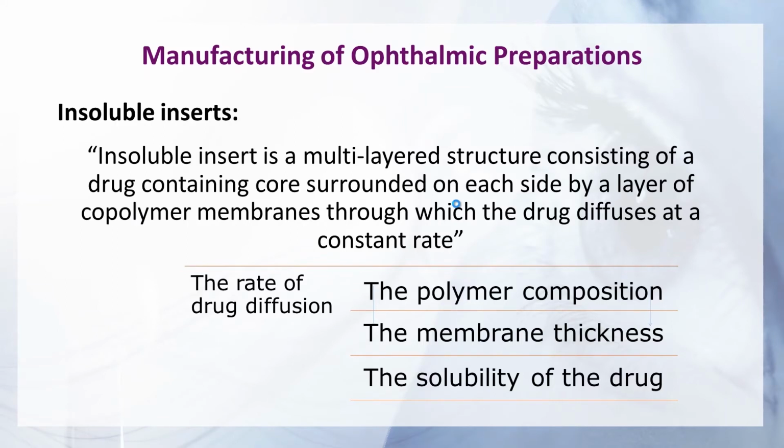Another category is insoluble inserts. Insoluble inserts are a multi-layered structure consisting of a drug containing core surrounded on each side by a layer of a copolymer membrane through which the drug diffuses to the system at a constant rate. The rate of drug diffusion we can manipulate and control by the polymer composition, the membrane thickness and the solubility of the drug. Sometimes we alter the solubility of the drug to control the diffusion rate.